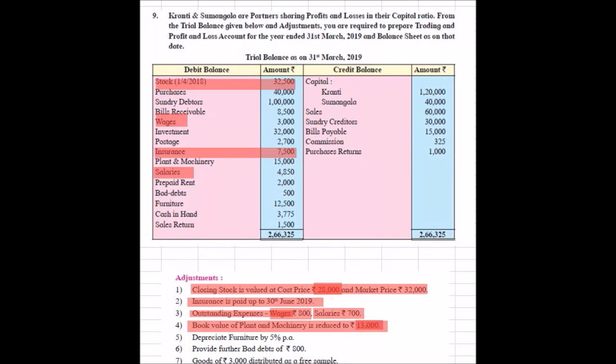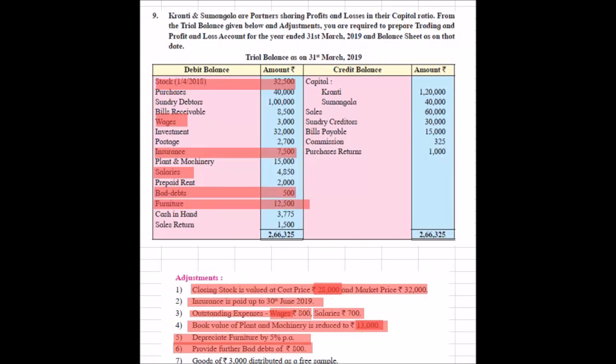Next, the fifth adjustment is depreciation on furniture by 5% per annum. On the furniture, 12,500 rupees into 5 divided by 100 will give the depreciation amount, and that amount will be deducted from the furniture. Then the sixth adjustment is a provision for bad debts of 800 rupees. This we will add to the bad debts: with the old bad debts, we are adding the new bad debts.